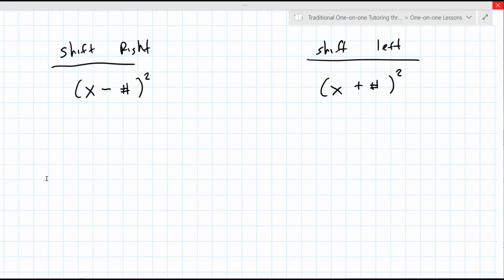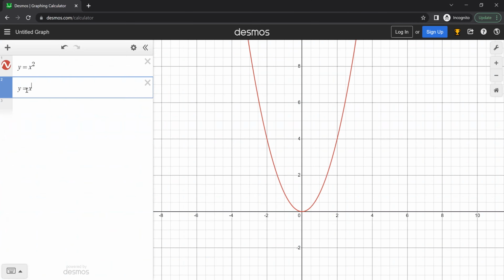So now we're going to focus on shifting up and down. So if it's +4, if you go from the red to the blue, did it go up or down? Up. Yep. And if I put like -3, it goes down. Okay, so the rule here is if the number outside the x squared is negative, it goes down. And if it's positive, it goes up.